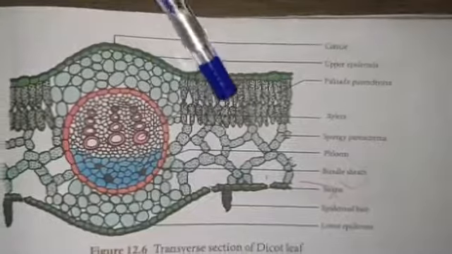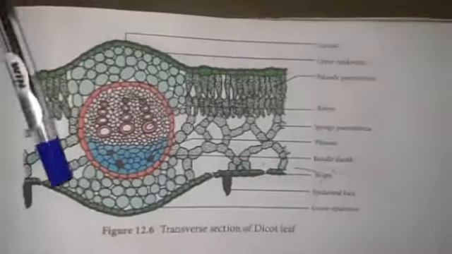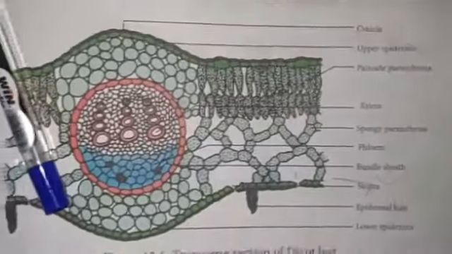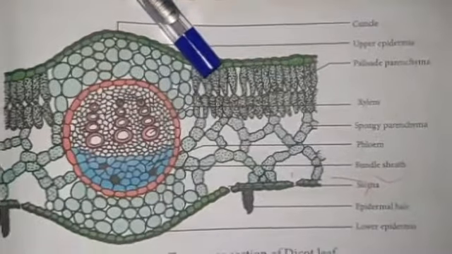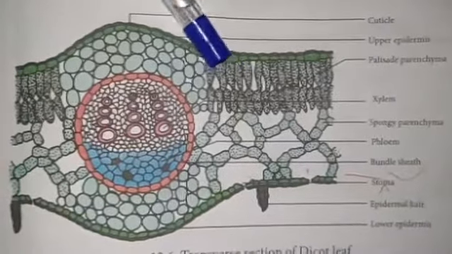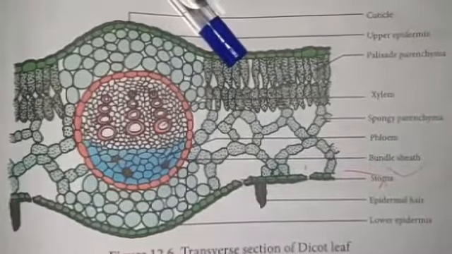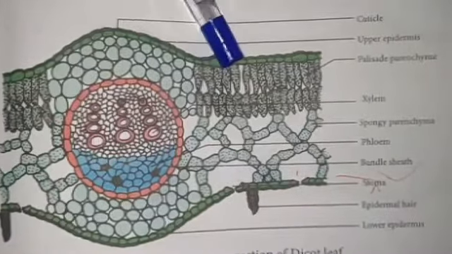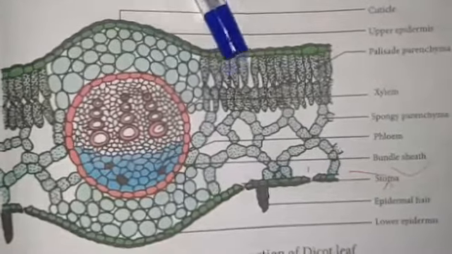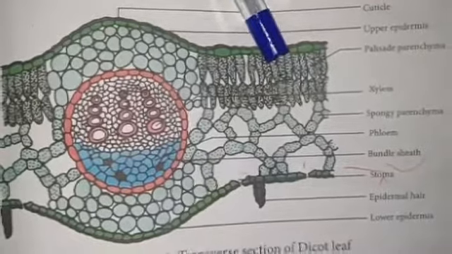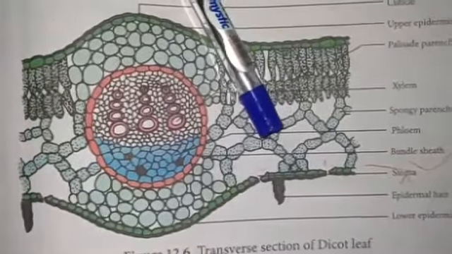The next region is the mesophyll. The entire tissue present between the upper and the lower epidermis is called the mesophyll tissue. Mesophyll is derived from the Greek word meso, meaning middle, and phyllo, meaning leaf. So the mesophyll is present in the middle of the leaf. There are two regions in the mesophyll of the dorsiventral leaf: palisade parenchyma and spongy parenchyma.